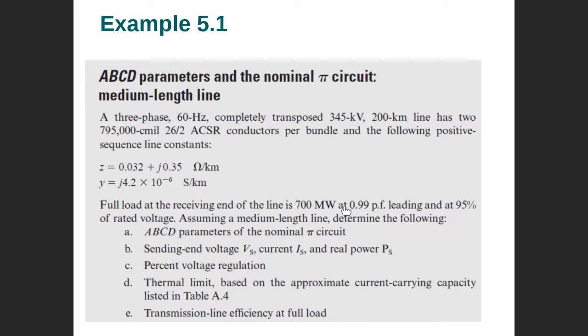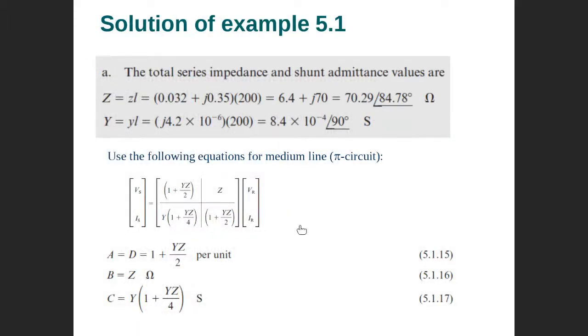These are just chapter 2 problems, for example, given the power and power factor, etc. Find the ABCD parameters. We find them simply from Z and Y, the impedance of the transmission line and the admittance. Remember, we multiply the impedance by the length of the transmission line. The length here is 200 kilometers. Then we get the total impedance and the total admittance.